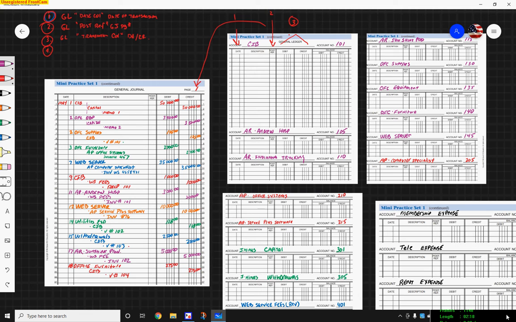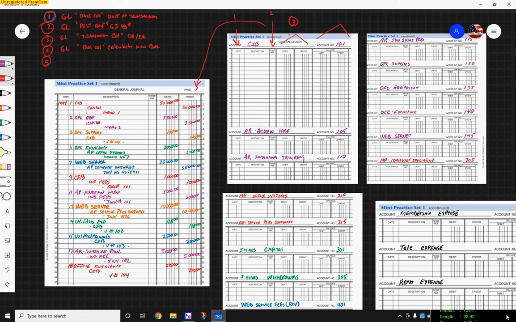Fourth step, what form? General ledger. Well, now we need to calculate a new balance, so we go to the balance column. What do we do there? We calculate the new balance.